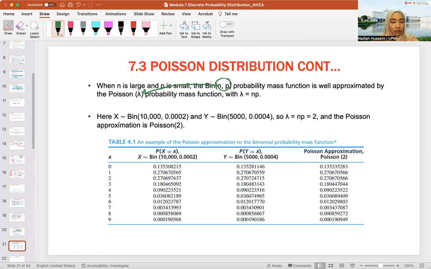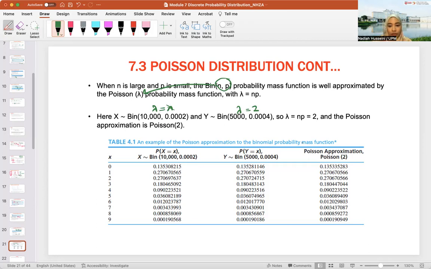So here, X is binomial with n = 10,000 and p = 0.02, and the second example that we talked about was n = 5,000 with probability 0.004. Therefore, your lambda was 2 for both, right? This is equal to 2, and this was also equal to 2. Even though they had different values for n and p, it didn't matter because the lambda is the same. Therefore, you could use the same Poisson distribution for both of these problems.